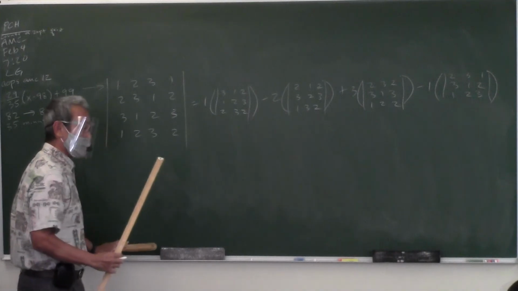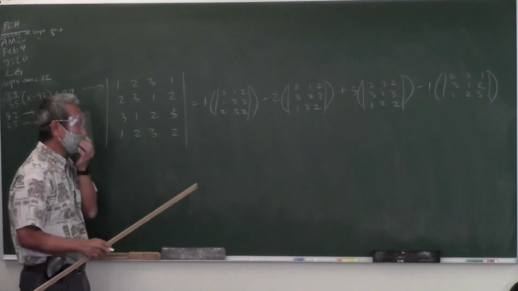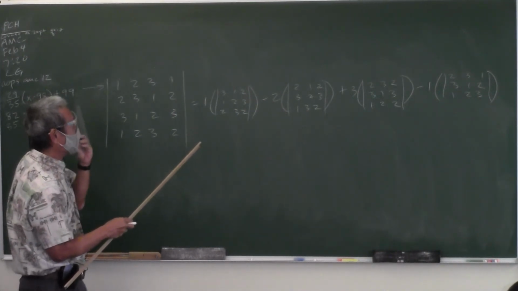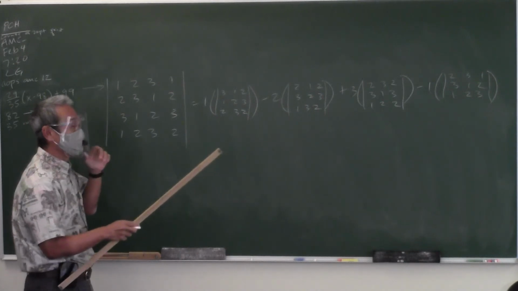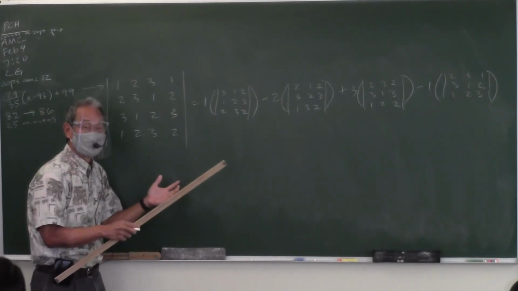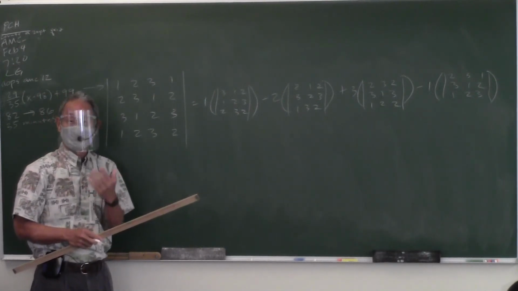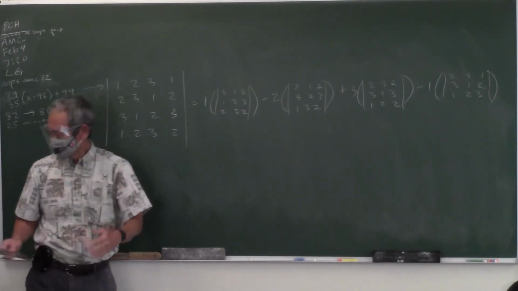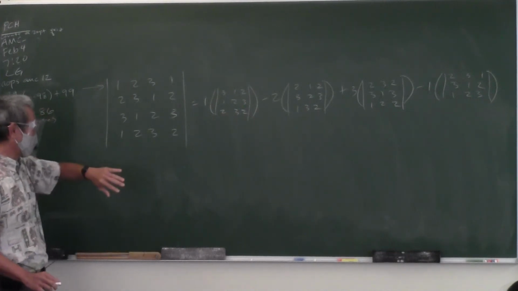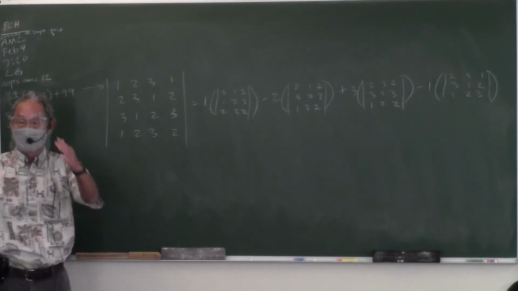So, to compute a 4 by 4 determinant, what do you have to do? You got to compute 4 3 by 3 determinants. So, Mr. Park, I have to be good at 3 by 3 determinants. Yes, that's what you got to be good at. Okay, here. So we're going to practice. How much time we got? We got 4 minutes.